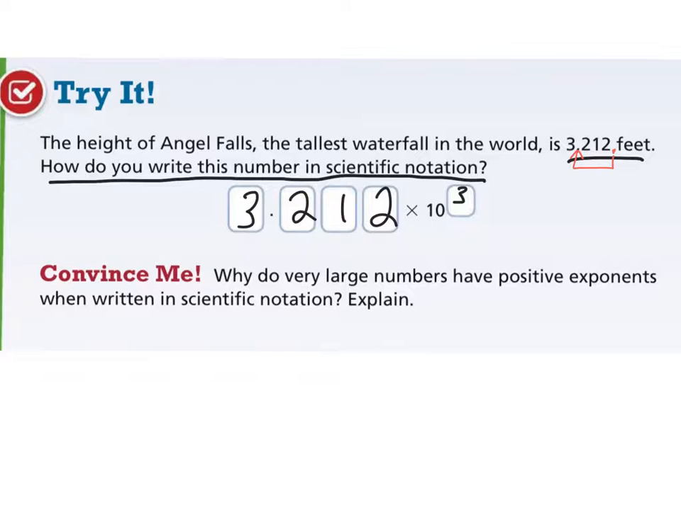And again, every time we multiply by 10 it moves our decimal 1 spot to the right. So multiply by 10, multiply by 10, multiply by 10. That's the same as multiplying by 1,000. Moves our decimal 3 spots over, gets us back to 3,212. Like I said, this is not a big number, so normally we would not be doing scientific notation with it, but you can do scientific notation with any number technically.